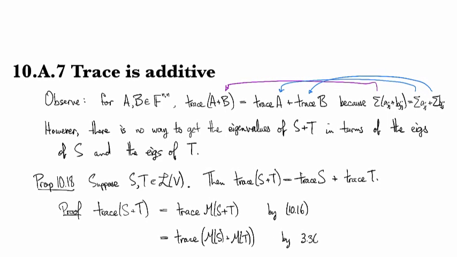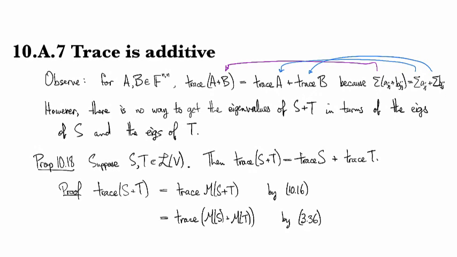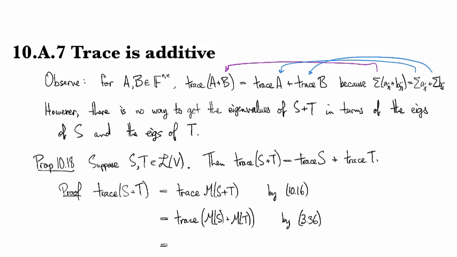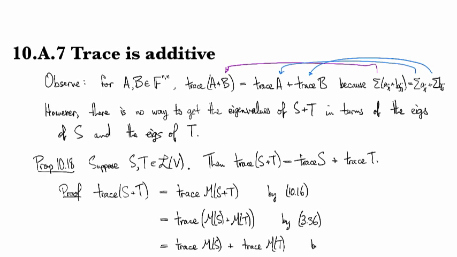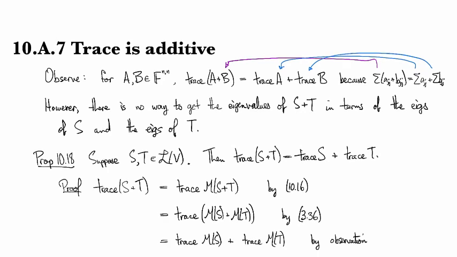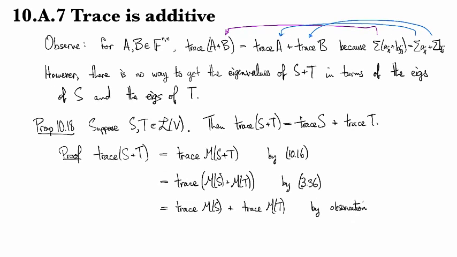and this is by 3.36, which is a theorem that we have relating the matrix of the sum to the sum of the matrices. And then this is going to be equal to, and now we can split apart, trace M(S) plus trace M(T), and this is by the observation from the beginning of this clip. And now we put it back in terms of operators, and that's using 10.16 again.